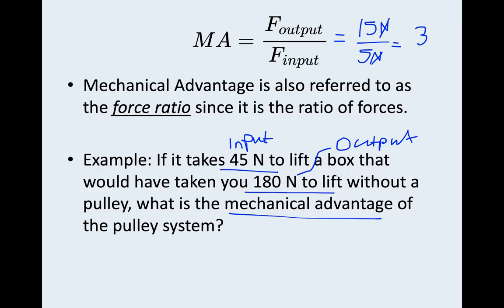You'll see output force written in different ways. We'll go through some of the different ways. It can be what it would be without the machine, as it is in this case. Sometimes they call it the weight of the box. So it can be in different ways. Input force, though, is usually the easiest to recognize because it is what you are doing. Okay.